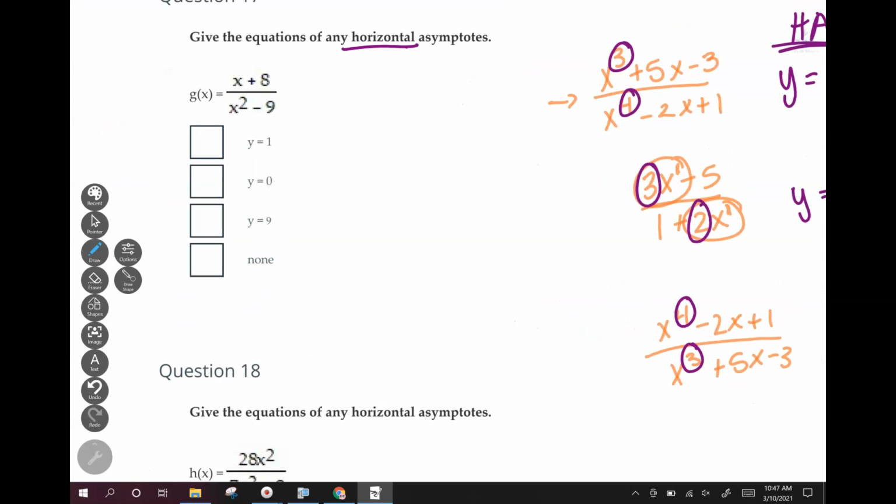Right here, horizontal asymptote, not vertical, horizontal. I see I've got a degree of 1 in the numerator, 2 in the denominator. Since the denominator is greater than the numerator, it's 0. The reason that happens is because x squared is going to increase so much faster than just plain old x, that, think about it, if I'm dividing 10 by 1,000, or 100 by 10,000, that's going to get close to 0. The denominator is increasing so much faster than the numerator, it is going to approach 0.